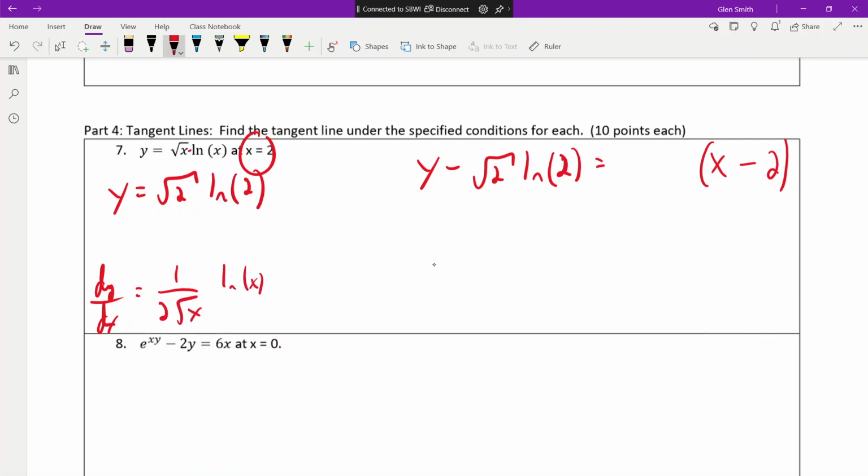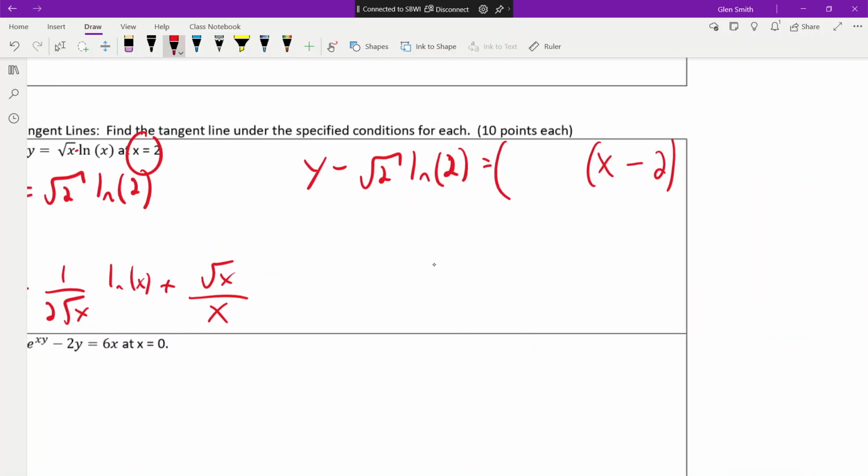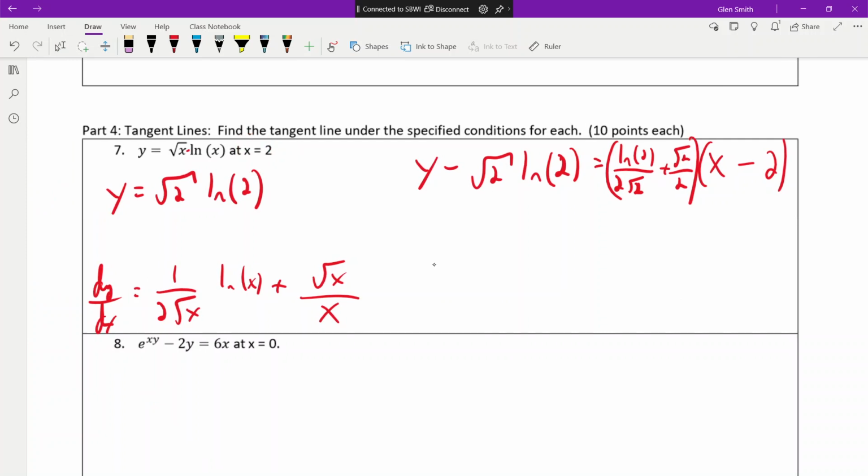But because there's multiplication, this is the product rule, which a lot of us missed. So we get the slope, dy dx is 1 over 2 root x times ln x plus root x over x. And all we need to do is plug a 2 into that. That's what the slope of our tangent line is. So you don't even need to simplify it. I'm going to write that as ln of 2 over 2 root 2 plus root 2 over 2. I'll just plug 2 into the derivative. That's it. What's up, Justin?